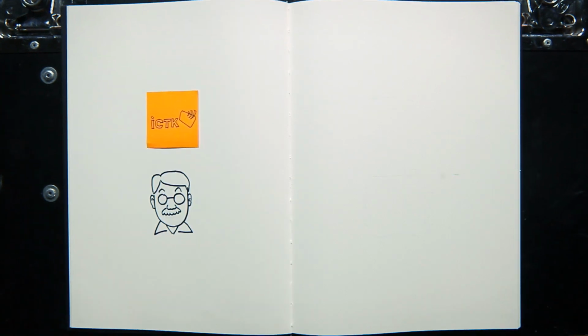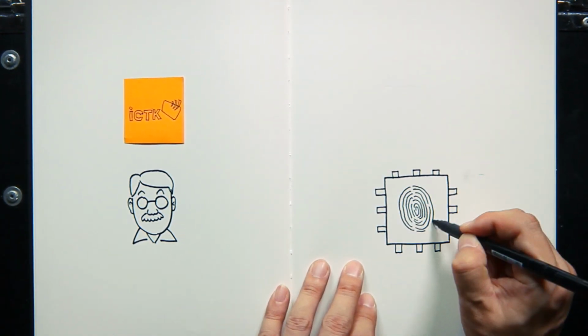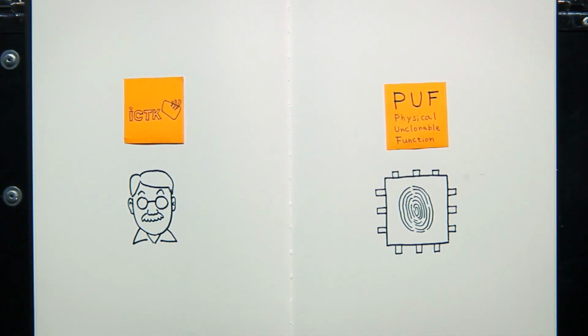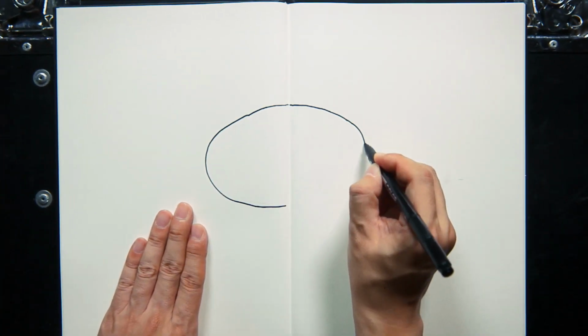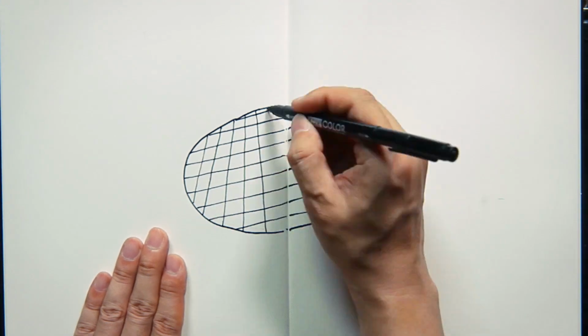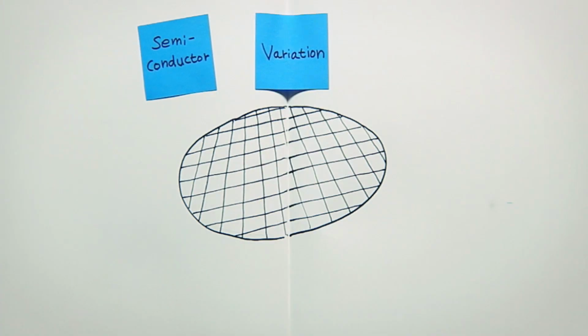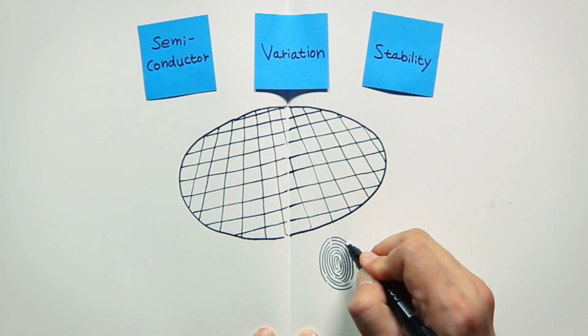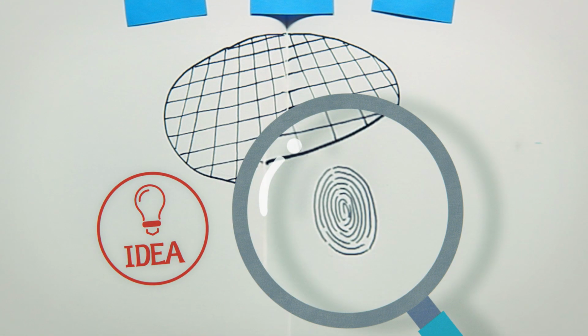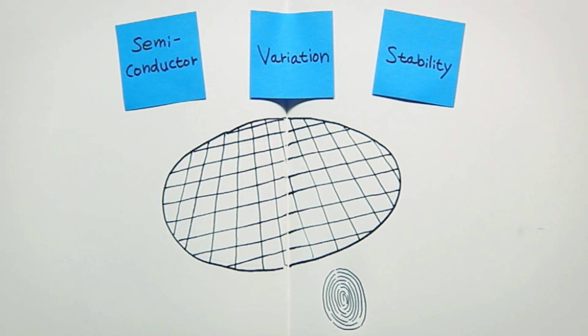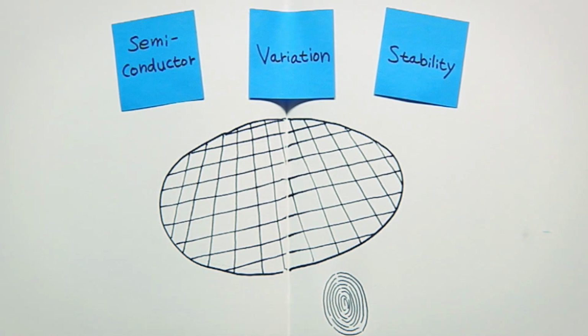ICTK has invented PUF, Physical Unclonable Function, or digital fingerprints for machines that are impossible to clone. We utilize inevitable variables during semiconductor manufacturing process by freezing the value as natural fingerprint. Therefore, the semiconductor is born with its unique fingerprint during the manufacturing process.